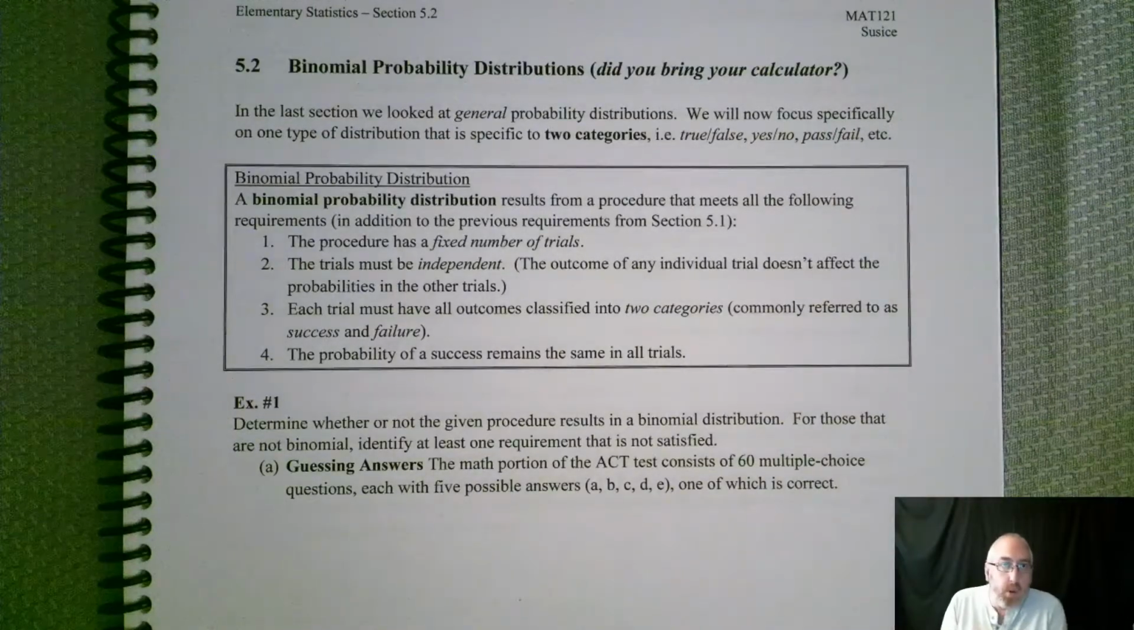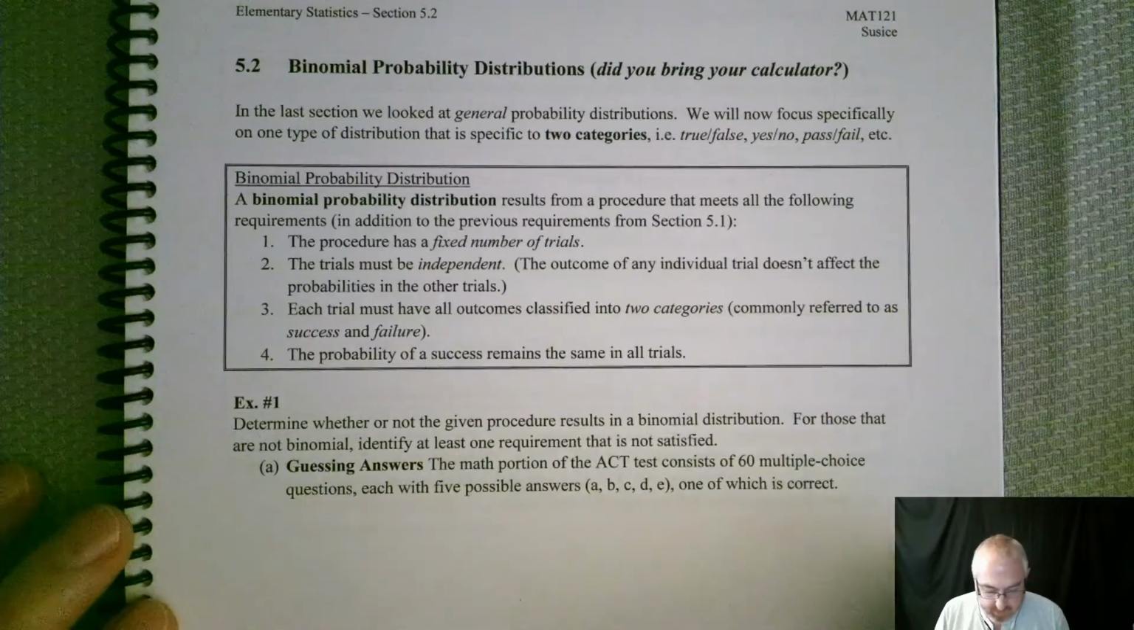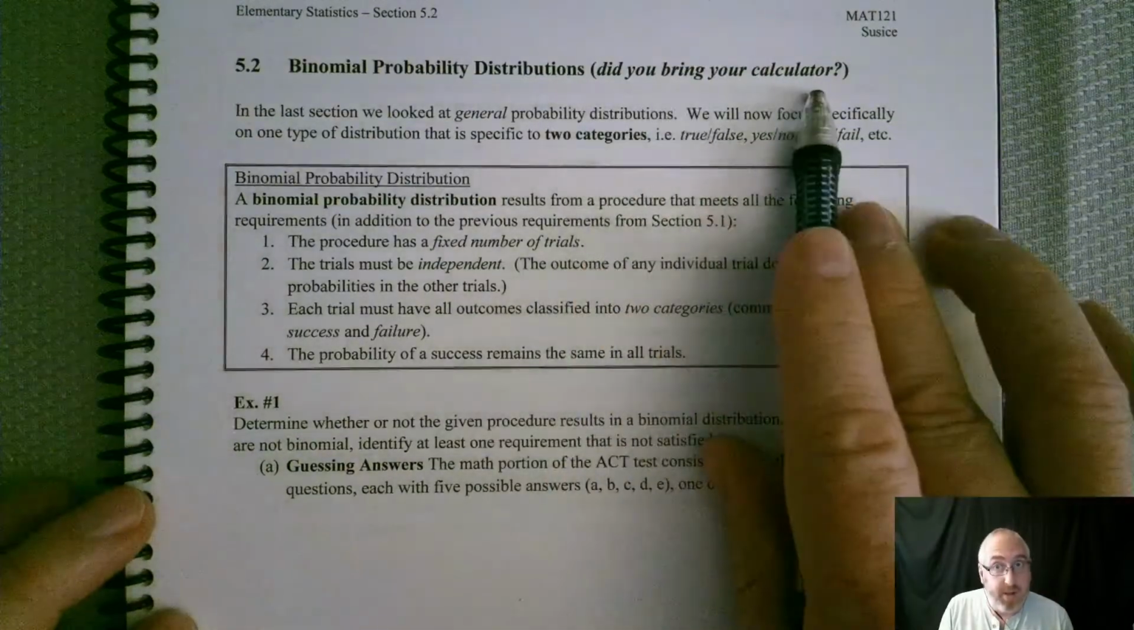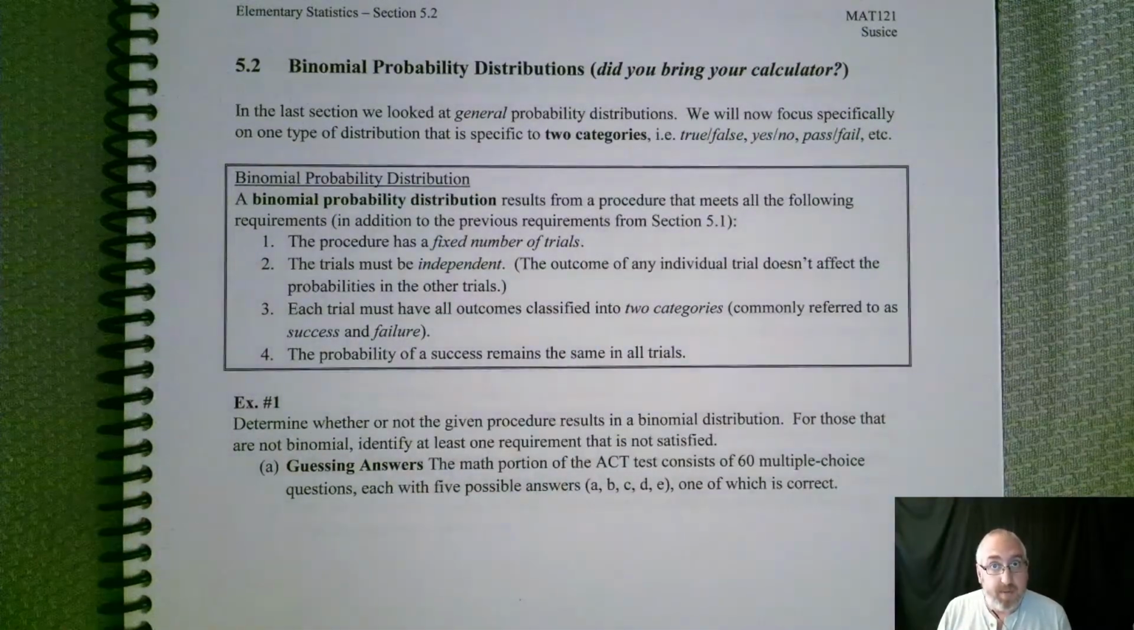Alrighty then. So we are now going to get into section 5.2 for stats, which gets into binomial probability distributions. So did you bring your calculator? Remember, calculator is going to be very important, and it's got to have the right features on it. So we're going to see those in action soon enough.